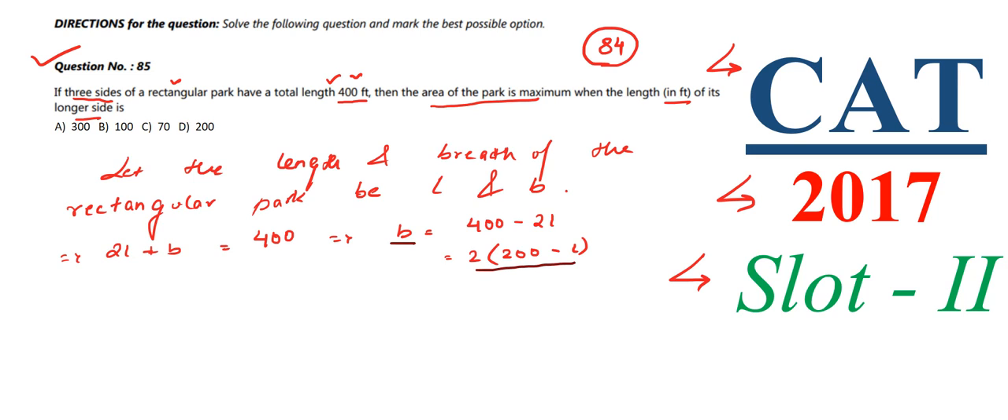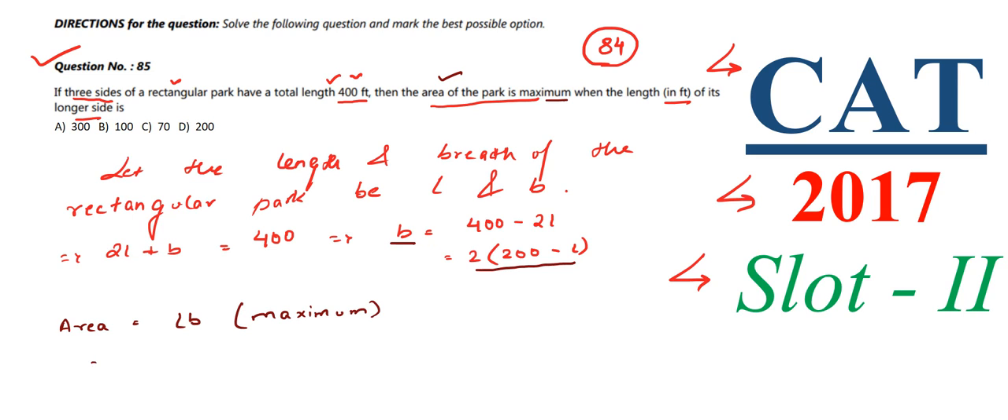Now we need to make the area maximum. Here we have been given that the area of the park is maximum. So the area can be maximum. So what is the area of a rectangle? Area will be equal to length into breadth, which is LB. So this should be maximum.